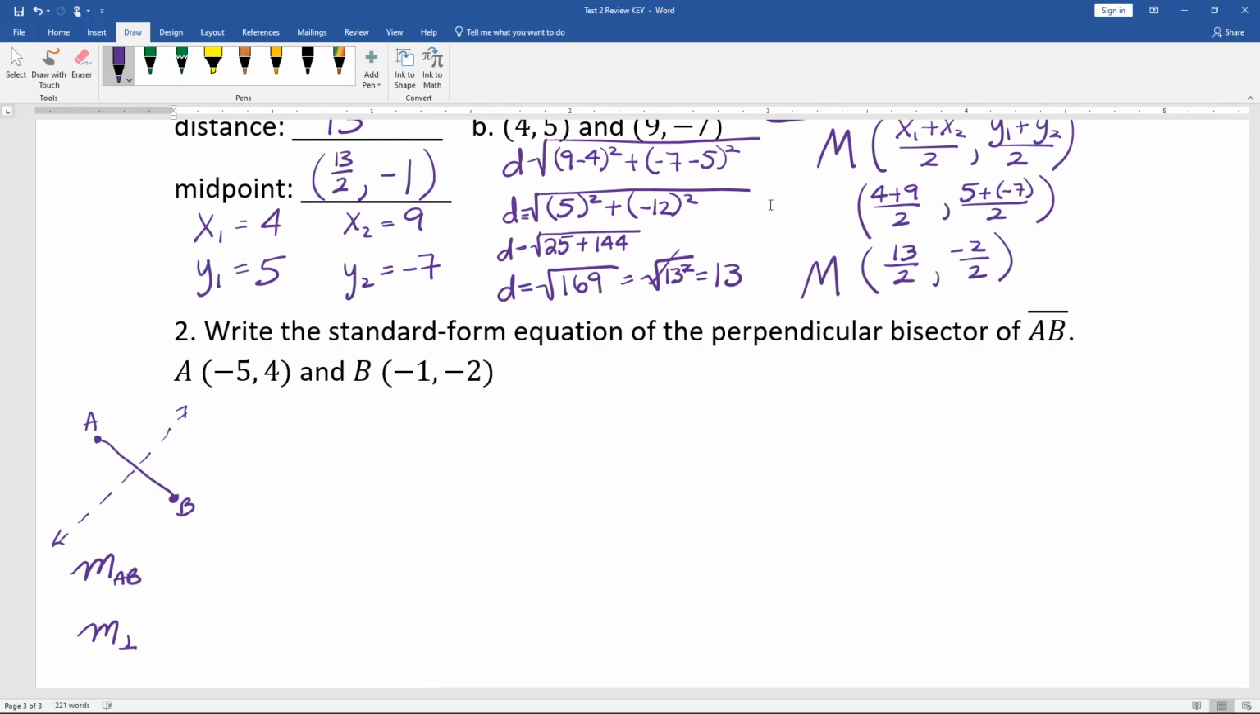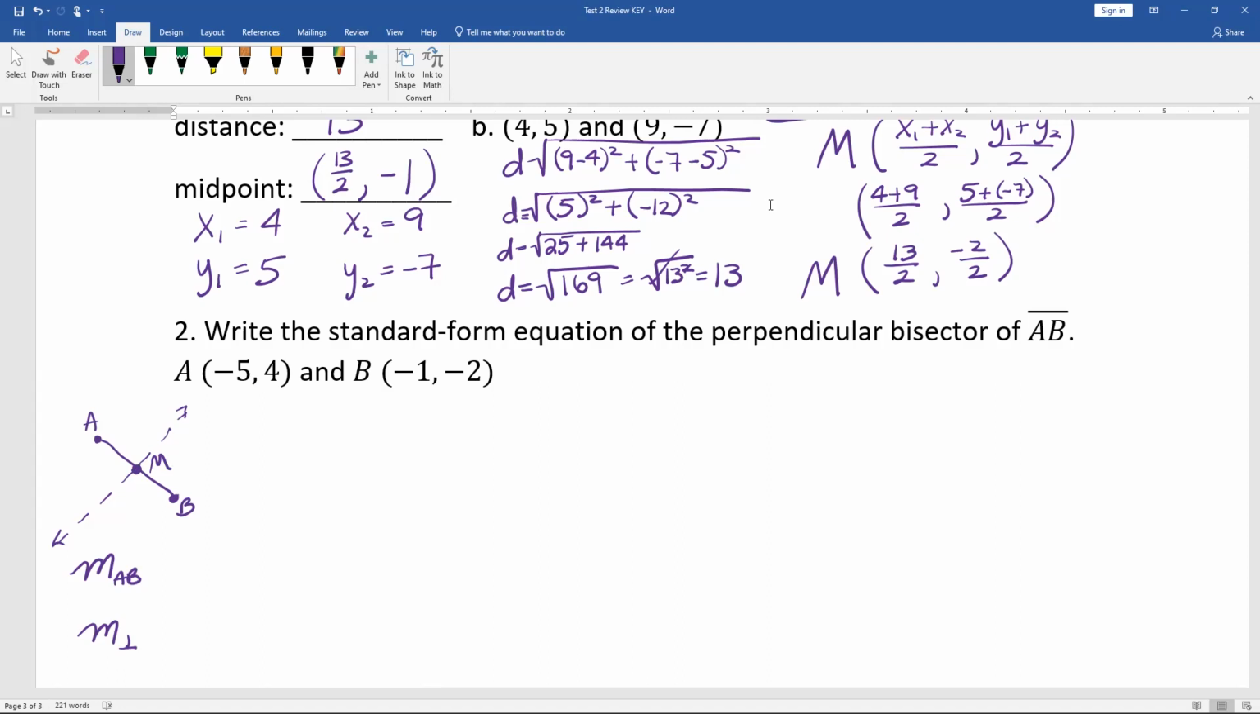No. Well, the 90 degrees applies to the slope. So we've already confirmed that. We know that a bisector intersects our original line segment at the midpoint. So if we calculate the midpoint of line segment AB, we know the slope of the bisector, and we know a point that exists on the bisector because it's going to go through the midpoint.